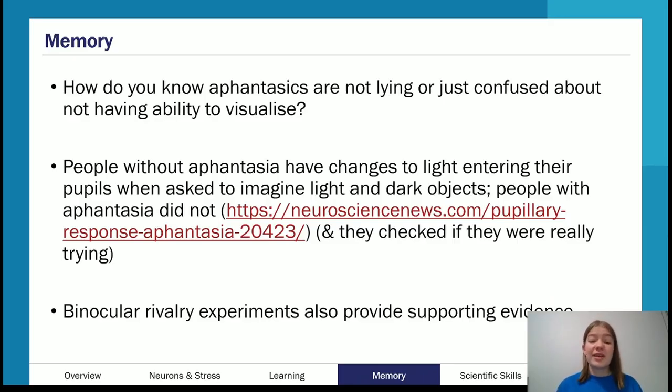You can also look at things like binocular rivalry experiments. So, for example, where they would show different images to each eye. If asked to visualize something in advance, then that can bias which competing image is seen. You don't see that effect in people with aphantasia.